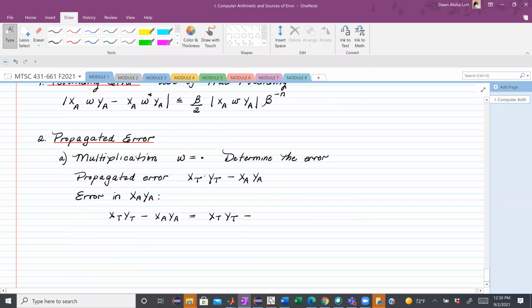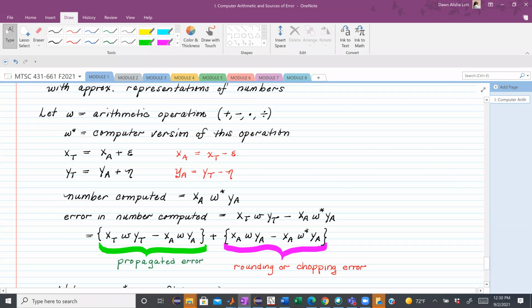What is that? Okay. So the omega star is how the computer is actually doing the arithmetic. For example, when we do problems we're doing everything in base 10, but the computer may be doing it in base 8 or base 16, so it's doing a different type of operation. It could be rounding, it could be chopping, it could be doing something very different with the actual values of the numbers that we're using. So for the error in the number computed, we have x true omega y true minus x approximate omega star y approximate.